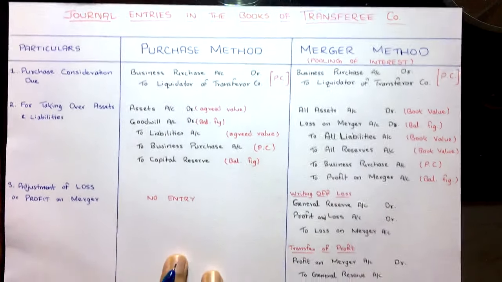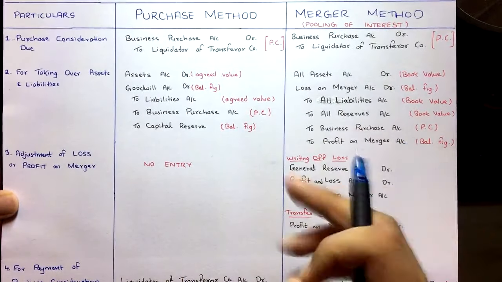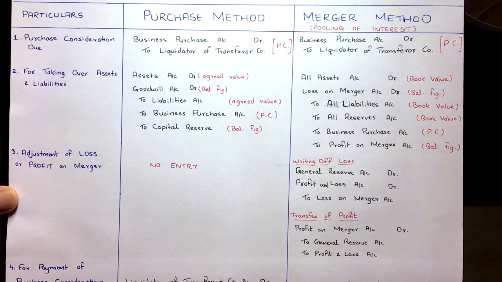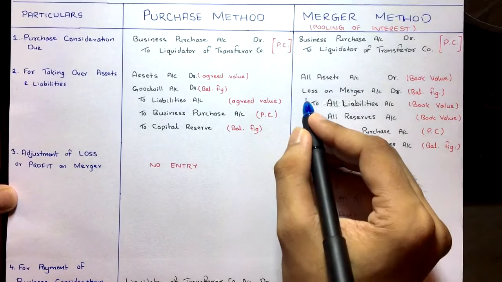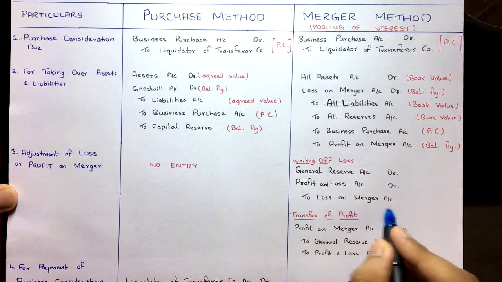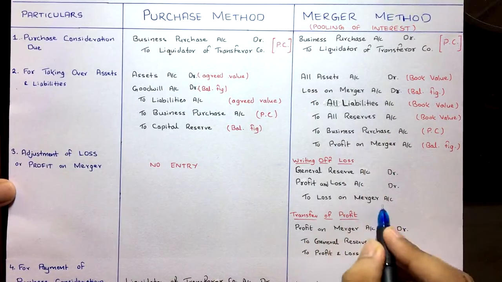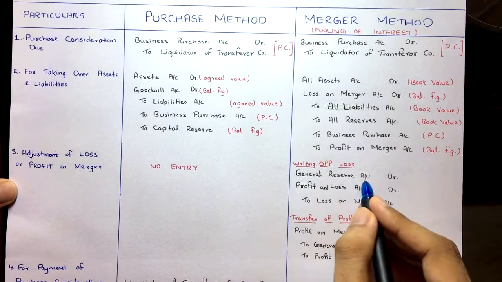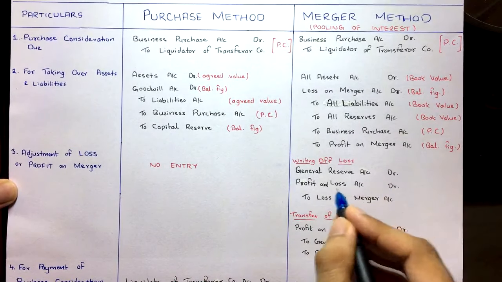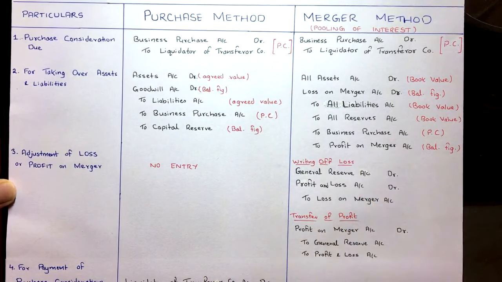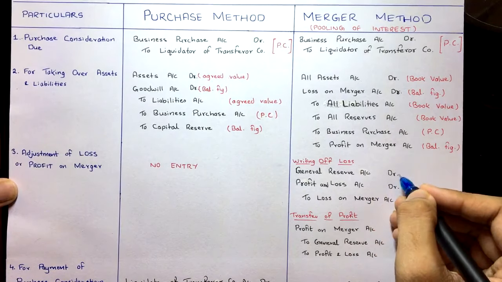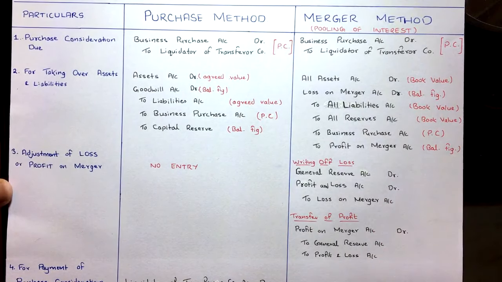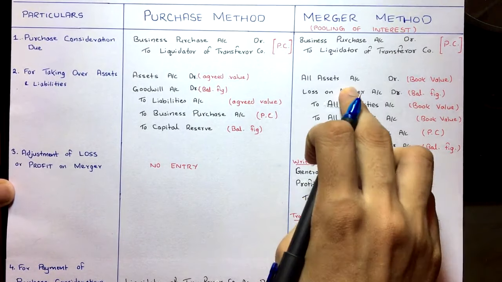And then the third entry is, you have to adjust the loss on merger or profit on merger, whatever there is. So if there is a loss on merger, then you have to write off that loss. You have to cancel that loss. How do you cancel? Here it was debited, you have to credit that, and you will write off by utilizing your free reserves, general reserve and profit and loss. First priority you will give to general reserve. If the balance is not enough, then you will use the profit and loss account, this reserve also. And you will debit them, because you are using those reserves, you are reducing those reserves, and if you want to reduce the reserve, then you need to debit them. Yes, this is how you will write off that loss, if there is any.